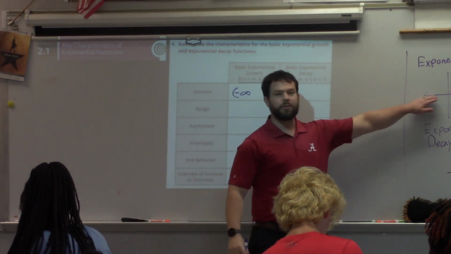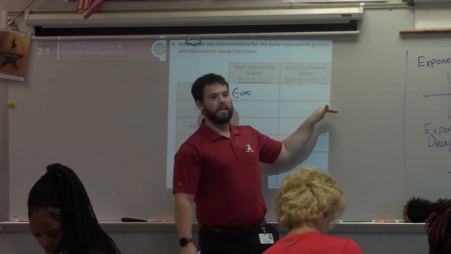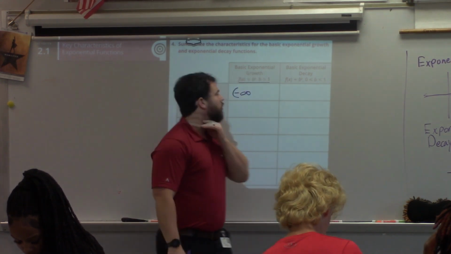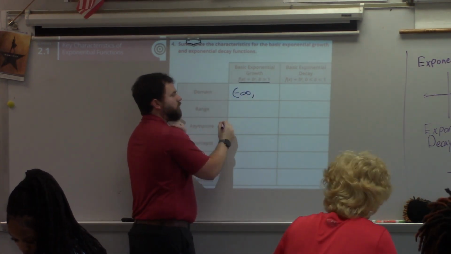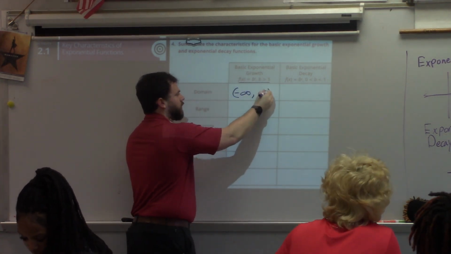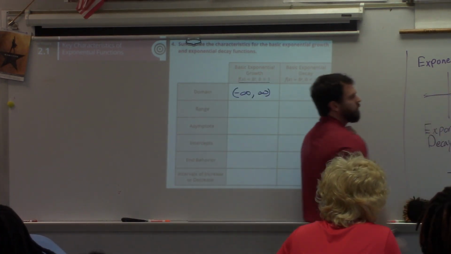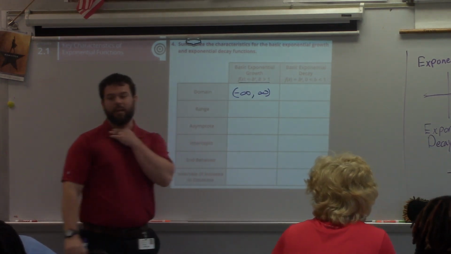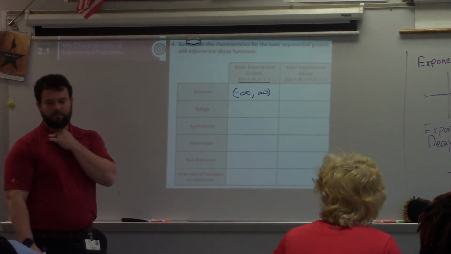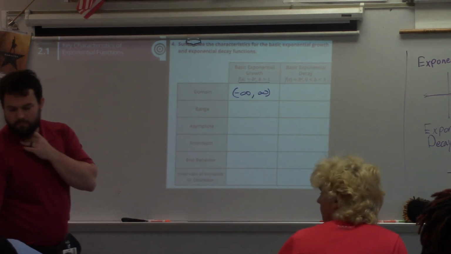Notice it keeps going to the left forever in the x direction. What's the maximum x value? Infinity. It goes up, but it also goes to the right. And it's the right portion that we care about for domain. Okay?